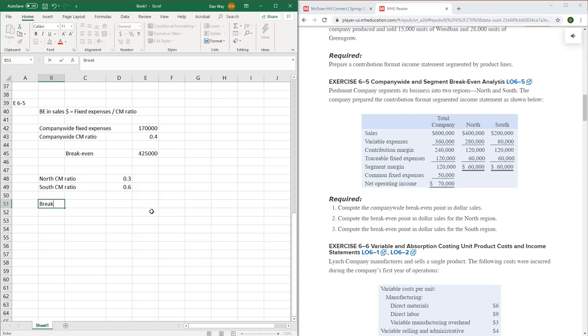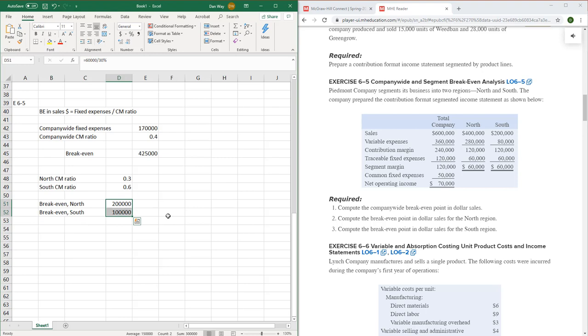Okay, so the break-even point here, let's do the North first. We want their fixed expenses, keeping in mind that it's only the traceable fixed expenses, so $60,000, divided by the North CM ratio of 0.3 or 30%. So their segment break-even point, $200,000. Now the South, on the other hand, can be a bit different. Their traceable fixed expenses are also $60,000, but again, their CM ratio was 60% or 0.6. So their break-even point, just $100,000 in sales.